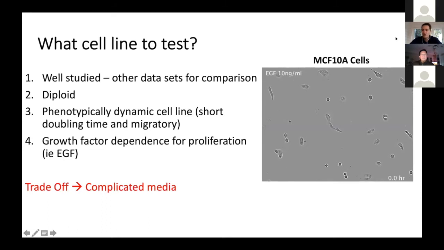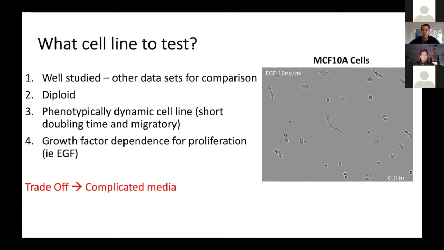So the first question is what cell line to test? There were a number of decisions that went into this. First of all, we wanted it to be a relatively well-studied cell type, specifically so we could relate to other data within the literature. In addition, we wanted a cell line that is relatively genetically normal, specifically diploid. And one of the important things, especially when we're trying to relate phenotype to molecular correlates, is that we wanted the cell line to be relatively dynamic, and so specifically a relatively short doubling time. The MCF10A cell lines have a doubling time of approximately 24 hours.